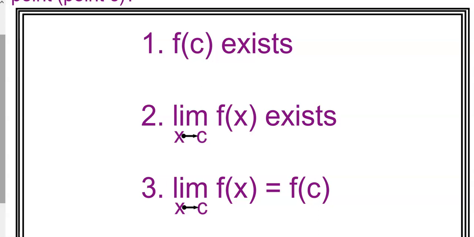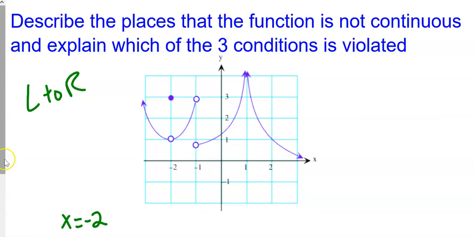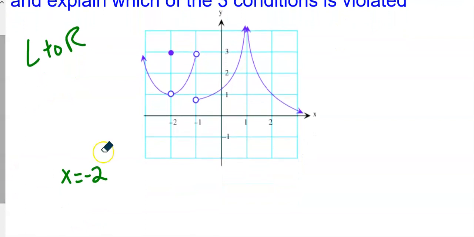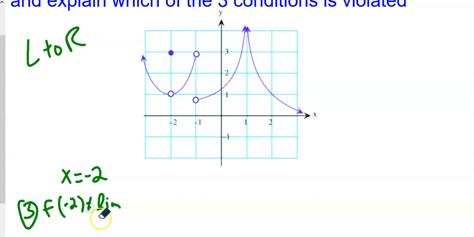Let's go back to our graph. What is going on here? Well, this graph does have a function value. The function value at -2 would be 3. It also has a limit because both the left and the right-hand side are going towards 1, so the limit is 1. So what is violated is the third one. The function value does not equal the limit at -2. All right, let's move on to the next one.